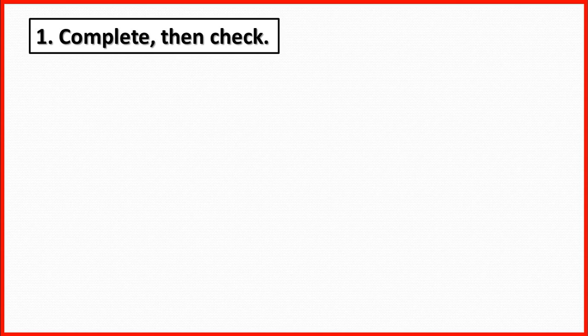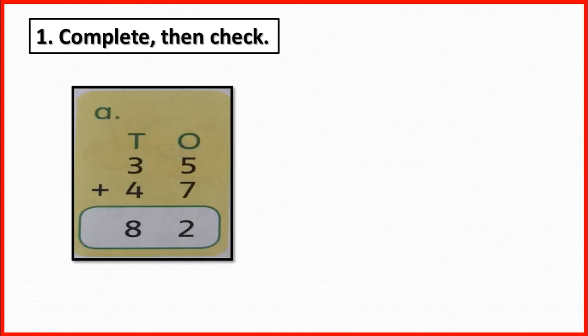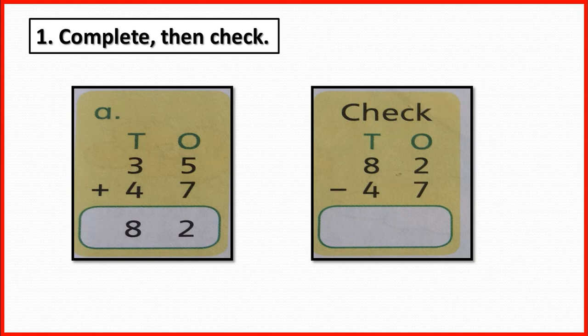Complete, then check. First of all, I'm going to do part A, in which first we add. So let's add. When 7 adds into 5, the number comes 12. 12 means 1 ten, 2 ones. So here we write 2 in ones column and 1 ten puts into tens column. Now add tens. 1 plus 3 equals to 4 and 4 plus 4 equals to 8.